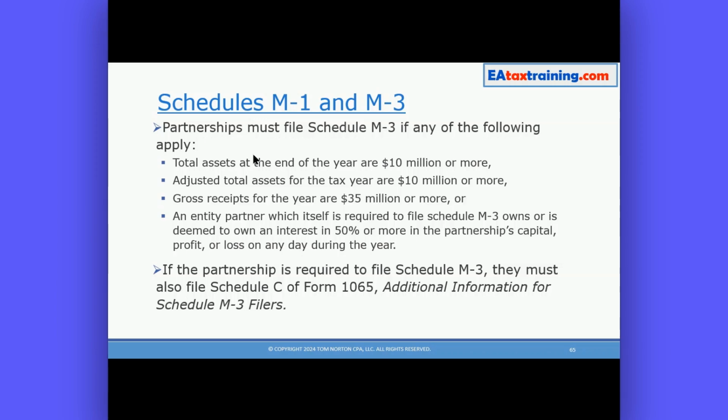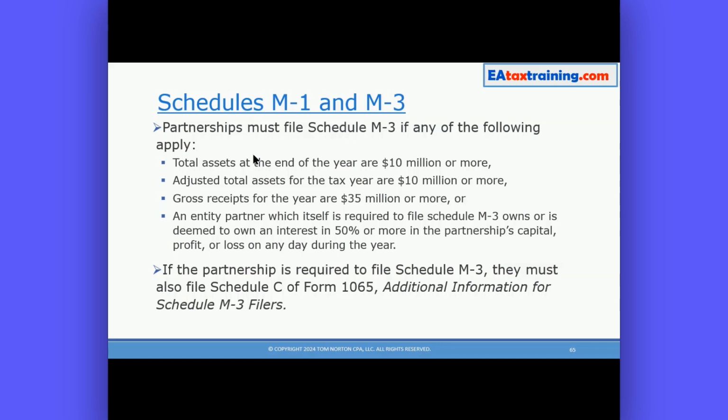What that is referring to is if you have a cash basis partnership, you have whatever their total assets are, you need to recompute their assets as if they were an accrual basis partnership. So in other words, you're going to put things like accounts receivable on there. And then you have to say, okay, if they were an accrual basis partnership, would they have $10 million or more in assets? That's what that's talking about. Before the exam, just remember, it's either total assets of $10 million or more or adjusted total assets of $10 million or more.